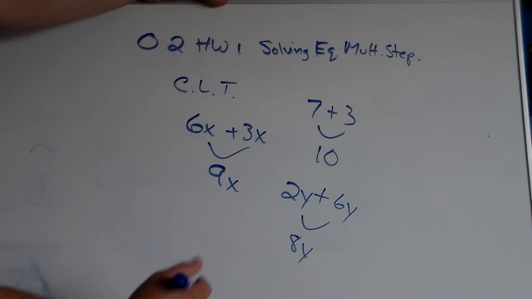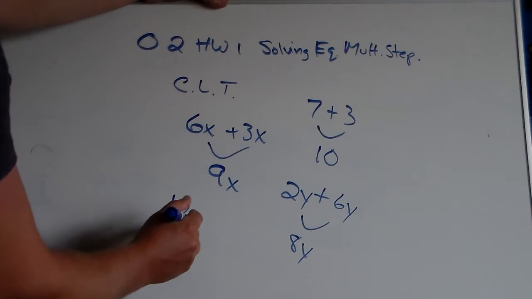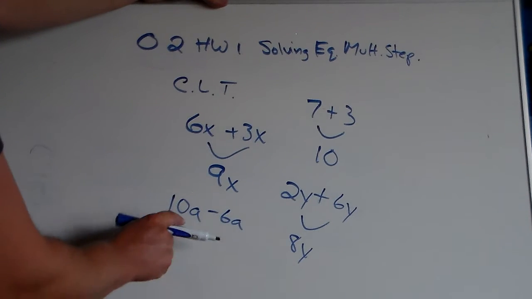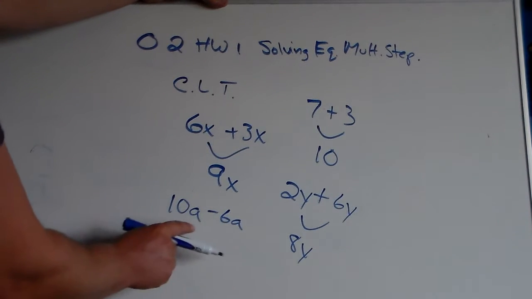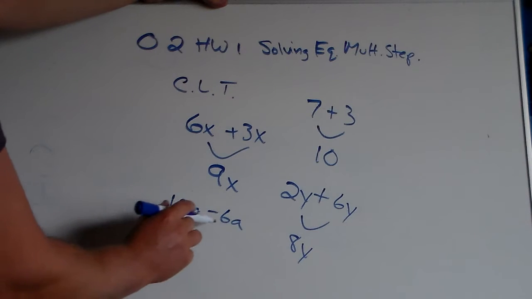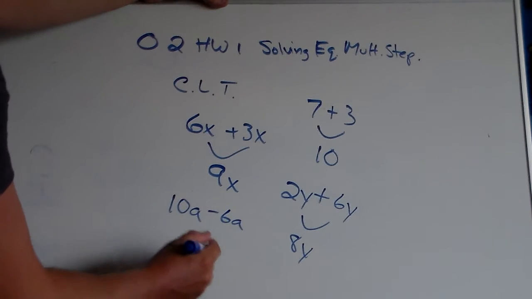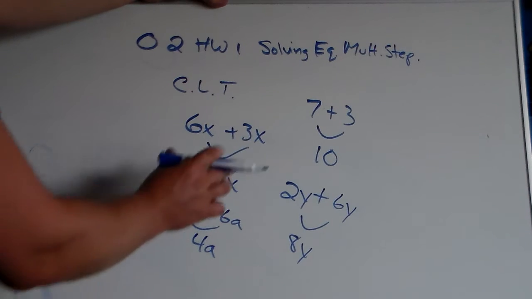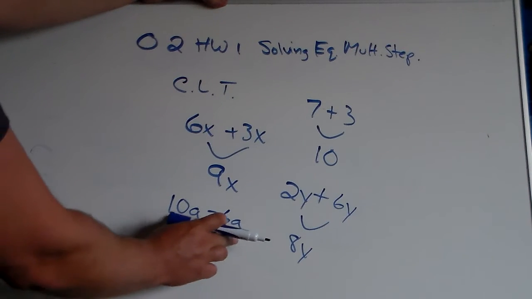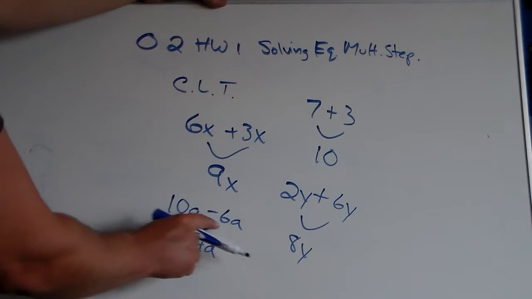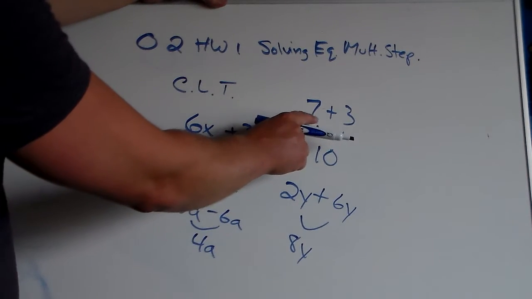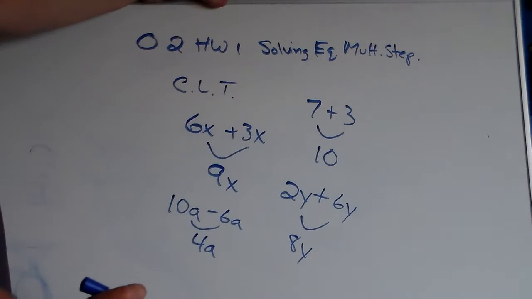Now you could also subtract them too, so if you had 10a minus 6a, 10a and 6a, they both have an a. So 10a minus 6a gets you 4a. And that's combining like terms. You combine something that has the same variable, or if they're constants, you just combine the numbers like you did in 5th grade.